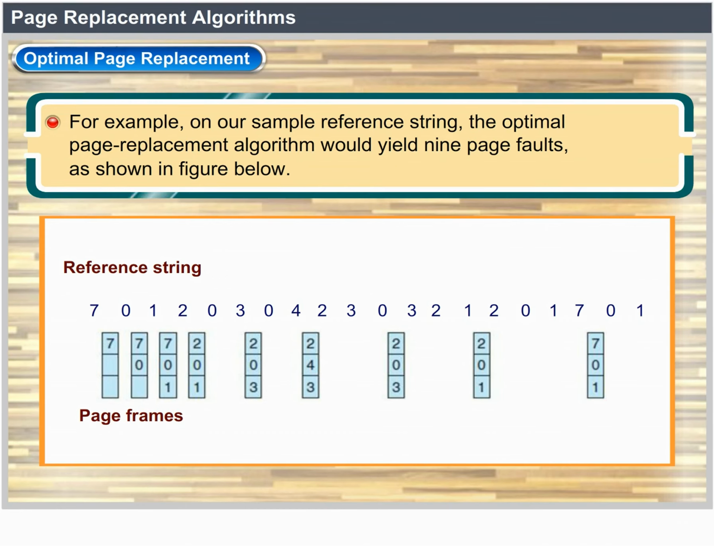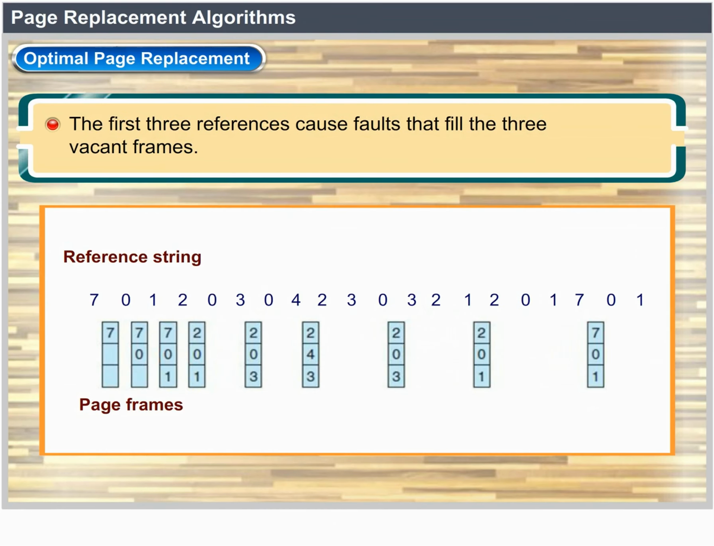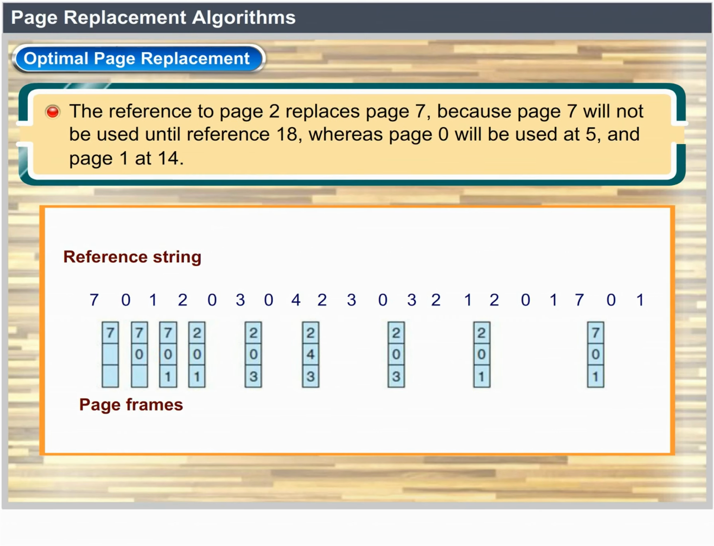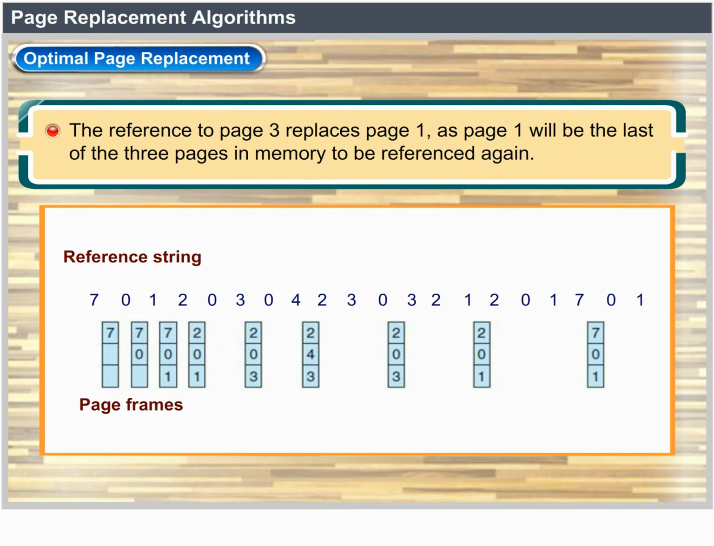The first 3 references cause faults that fill the 3 empty frames. The reference to page 2 replaces page 7 because page 7 will not be used until reference 18, whereas page 0 will be used at 5 and page 1 at 14. The reference to page 3 replaces page 1 as page 1 will be the last of the 3 pages in memory to be referenced again.